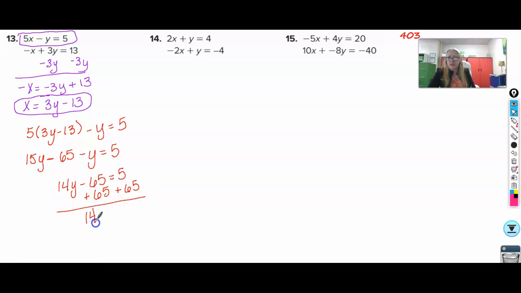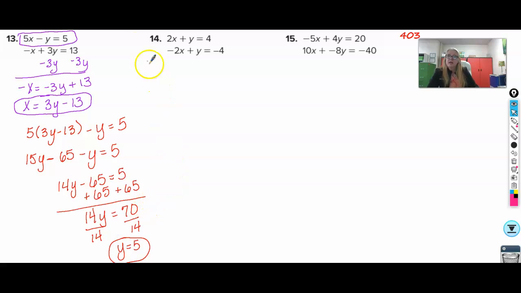That gives us 14y is equal to 70. Divide both sides by 14, and we get y is 5.